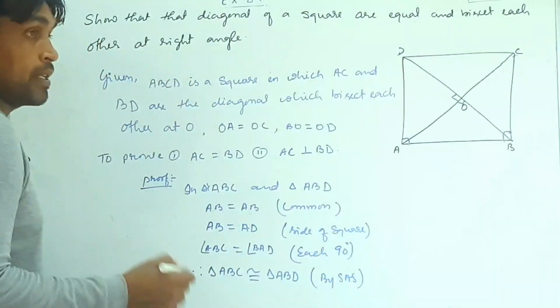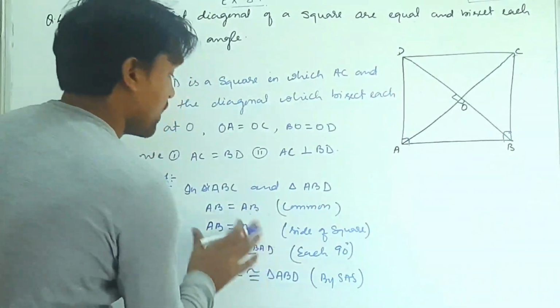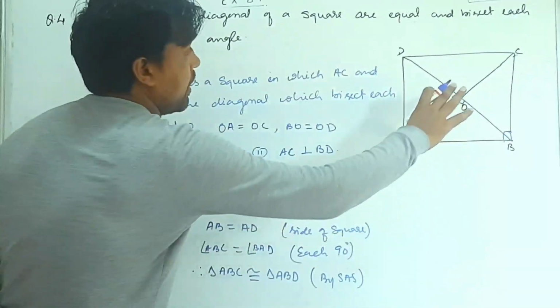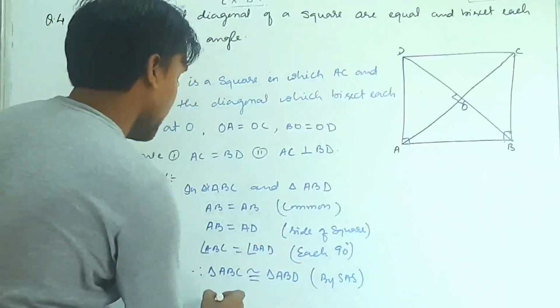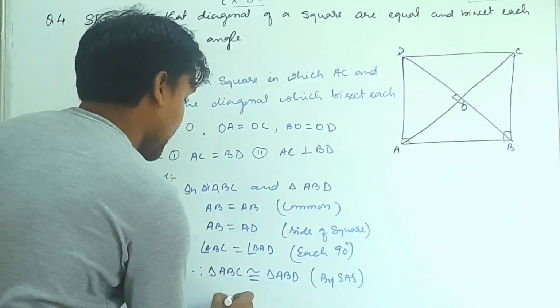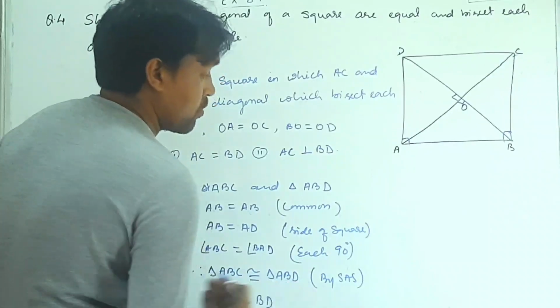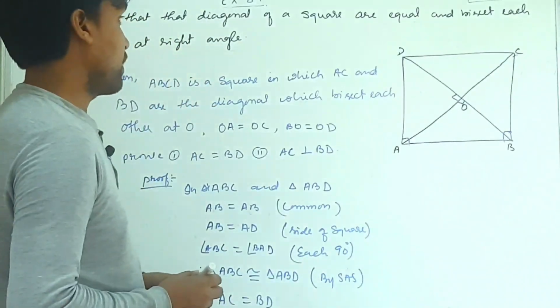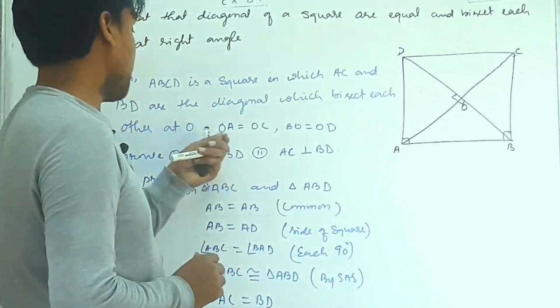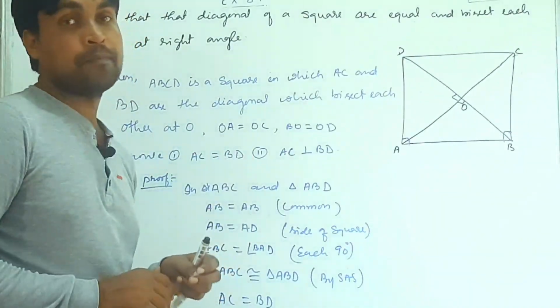Okay. Next, what will we do? If these are congruent, then surely AC and BD will be equal. So you will write here AC is equal to BD. This is what they asked us to prove in part 1. The first proof is done. AC is equal to BD.